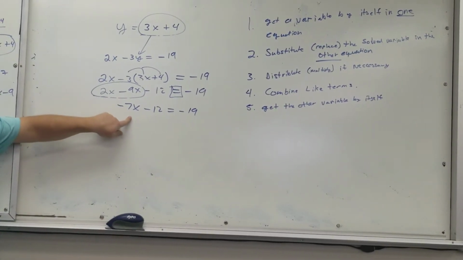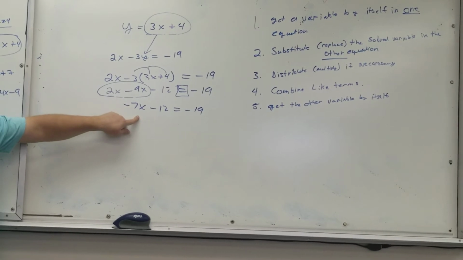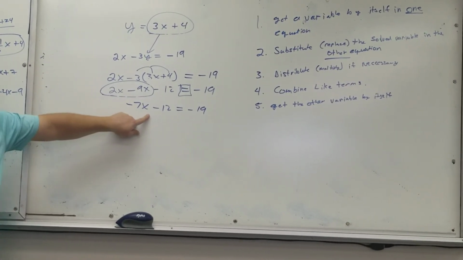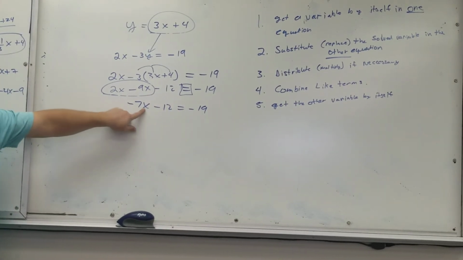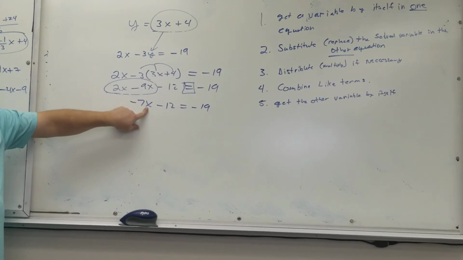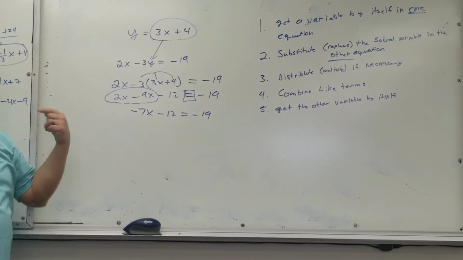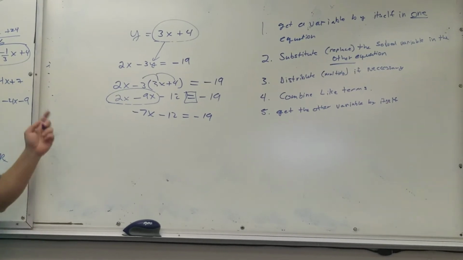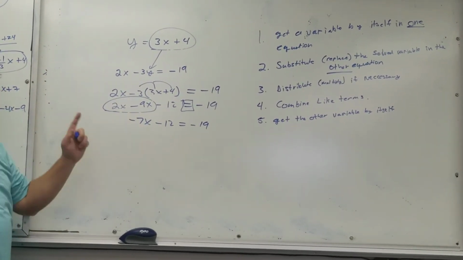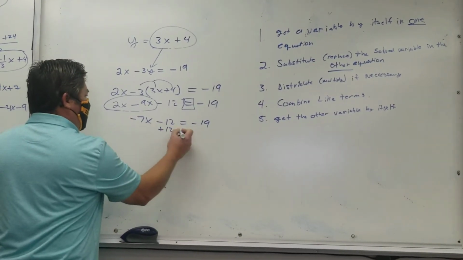Okay, now what should I do? Then on this equation, Ryder, what should I do on this equation to get the variable by itself? I want to get that x by itself. What am I going to get rid of? I've got to get rid of the -7 and I've got to get rid of the -12. Which one do I get rid of first? 12. Yeah, get rid of what's adding or subtracting. The 7 is multiplying, okay? So get rid of addition and subtraction before you get rid of multiplication. So I'm going to add 12.